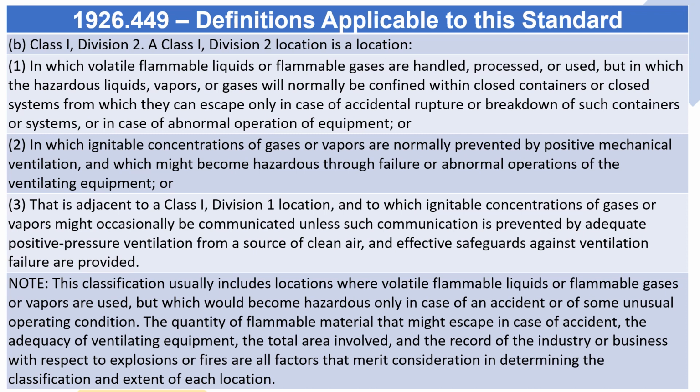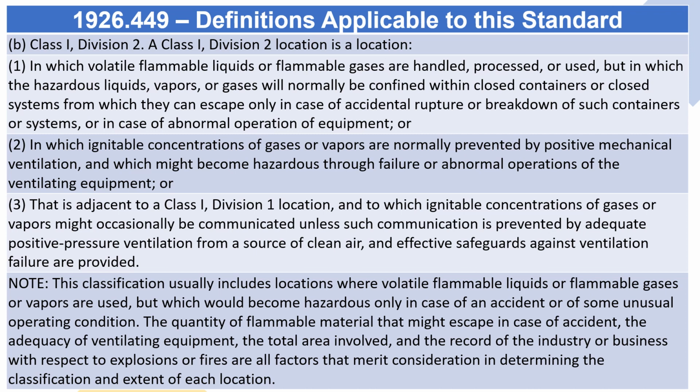In which ignitable concentrations of gases or vapors are normally prevented by positive mechanical ventilation, and which might become hazardous through failure or abnormal operations of the ventilating equipment, or 3. That is adjacent to a Class 1, Division 1 location, and to which ignitable concentrations of gases or vapors might occasionally be communicated unless such communication is prevented by adequate positive pressure ventilation from a source of clean air, and effective safeguards against ventilation failure are provided.